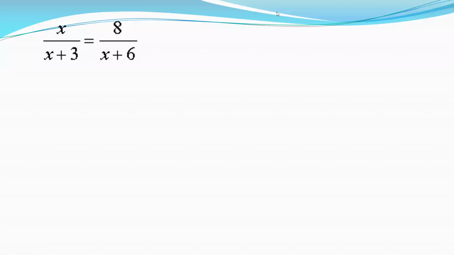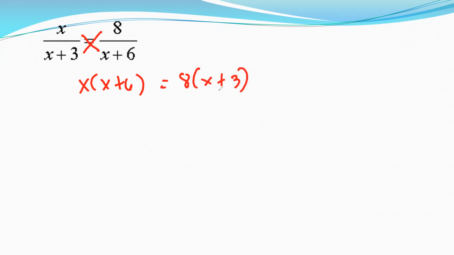Another, we have x over x plus 3 is equal to 8 over x plus 6. So this is a different case. Why? Because as you can see, if we try to perform the cross product, we will be able to form a quadratic equation. So x times x plus 6 is x squared plus 6x, equal to 8x plus 24. So in this case, we have a term that is raised to 2. So it means that we will be dealing with a quadratic equation, not linear equation.